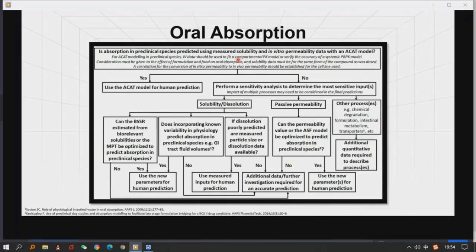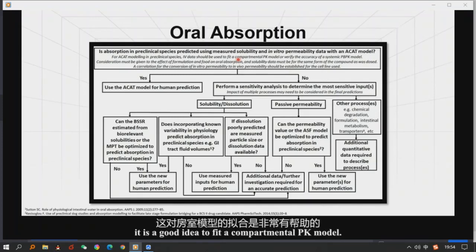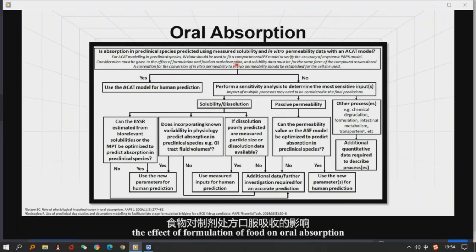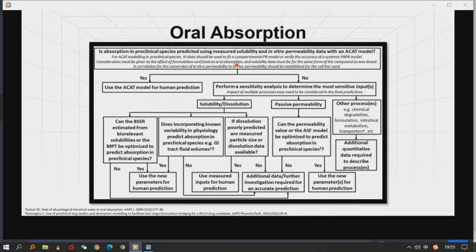have IV data in those species. And if you do, it is a good idea to fit a compartmental PK model so that the systemic disposition is accurately modeled in that preclinical species. You should at this point consider the effect of formulation or food on oral absorption, and the solubility data that you use must be for the same form of the compound that was dosed.